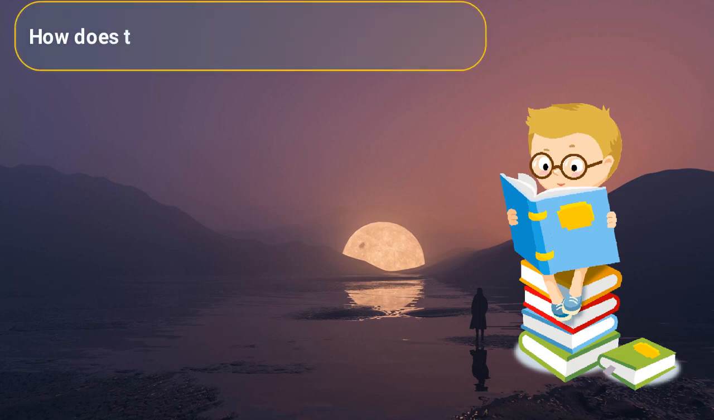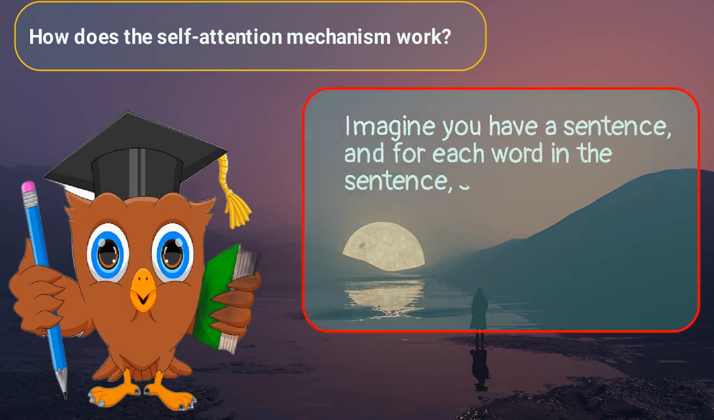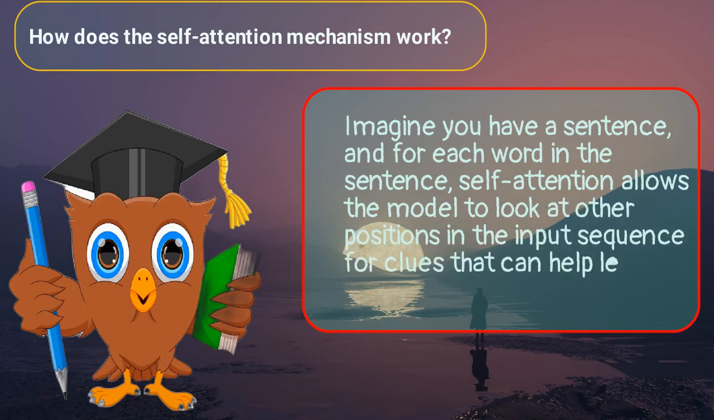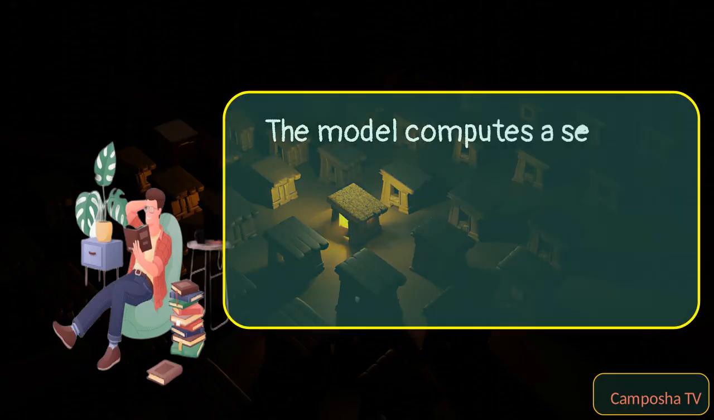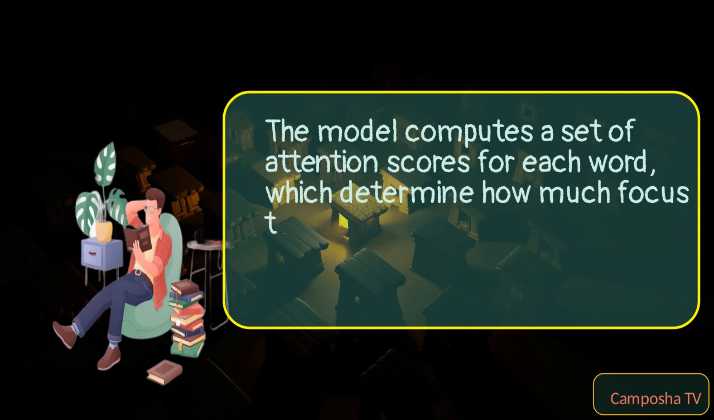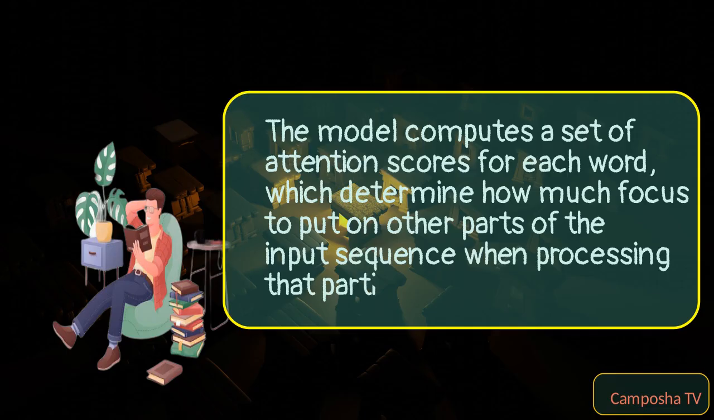That sounds promising. But how does the self-attention mechanism work? Imagine you have a sentence, and for each word in the sentence, self-attention allows the model to look at other positions in the input sequence for clues that can help lead to a better understanding. The model computes a set of attention scores for each word, which determine how much focus to put on other parts of the input sequence when processing that particular word.